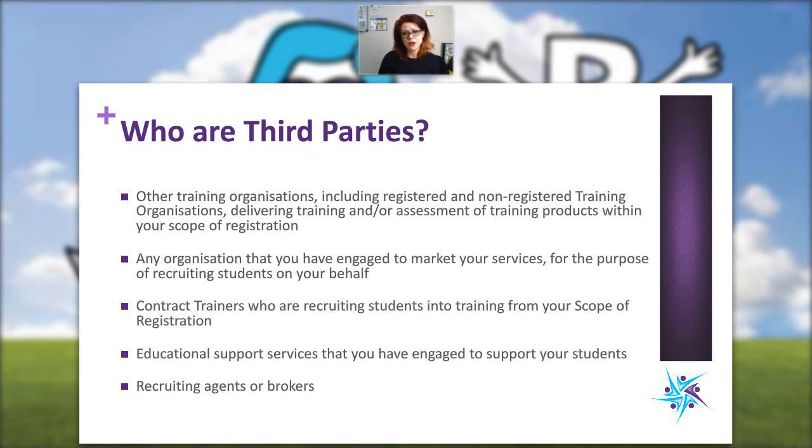ASQA are clamping down on it, and they're getting out there and auditing these RTOs to make sure that they are complying. And this is costing the government millions of dollars because they're putting out this money for VET FEE-HELP students, but these students are actually not suitable for doing these courses and aren't doing the courses. They haven't commenced the course. So it's a big issue at the moment. I'm glad that they're clamping down on it because it's causing issues within our industry and giving everyone else a bad name within the RTOs for the way they've been non-compliant.